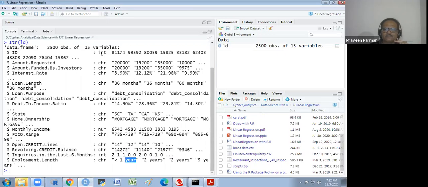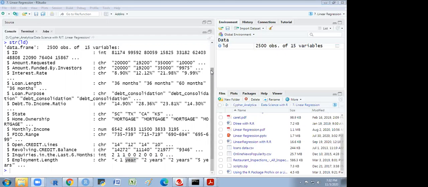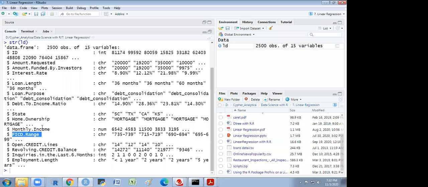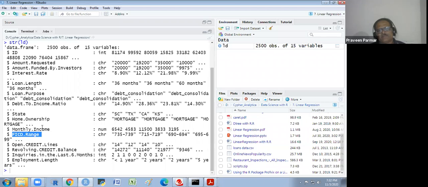Are you getting it? Sir, what is FICO range? FICO range is just like a CIBIL score. If you are going to get a loan, it depends on that. In the foreign countries, they use FICO range. Here in India, we use the CIBIL score. Okay.